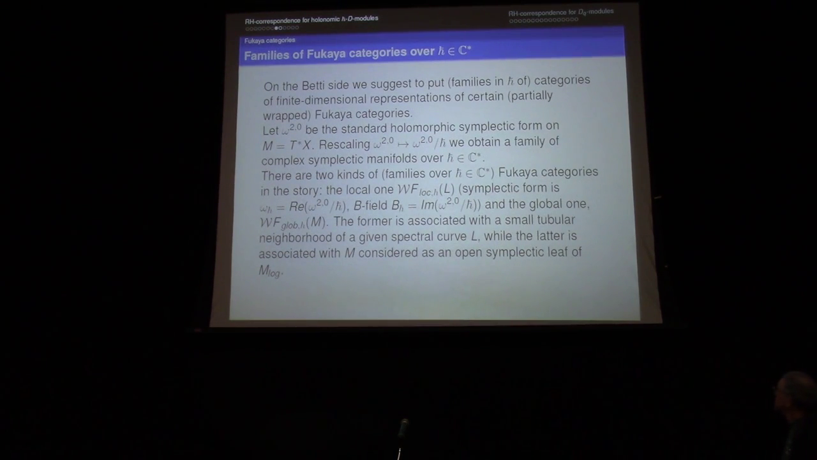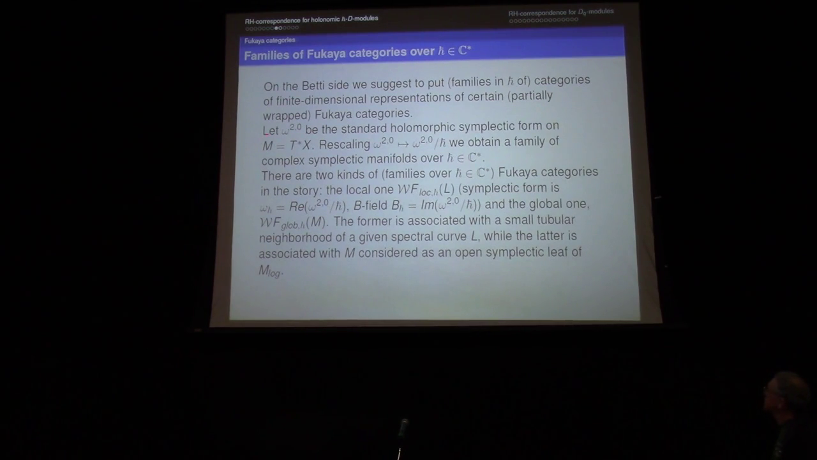Now, on the Betti side, we will see some Fukaya categories. So what kind of Fukaya categories? We will have two types of Riemann-Hilbert correspondences. One will be local, the other one will be global, but in both cases, they will be finite dimensional representations of certain partially wrapped Fukaya categories. So how it works with a little bit more detail.